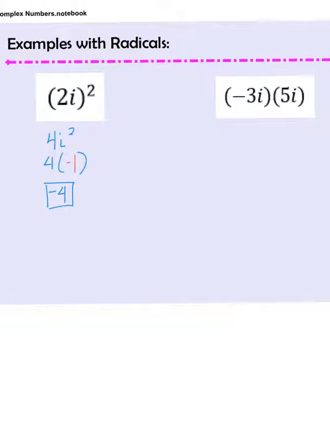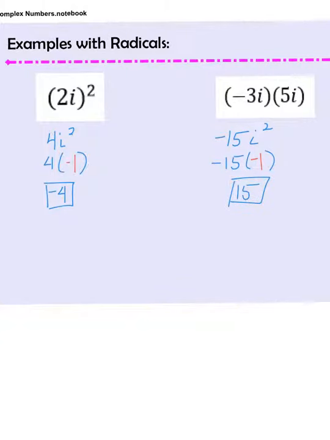So then in the next example, we're going to multiply negative 3i by 5i. So negative 3 times 5 is negative 15. i times i is i squared. Again, that i squared has a value of negative 1, which changes our answer to just 15.